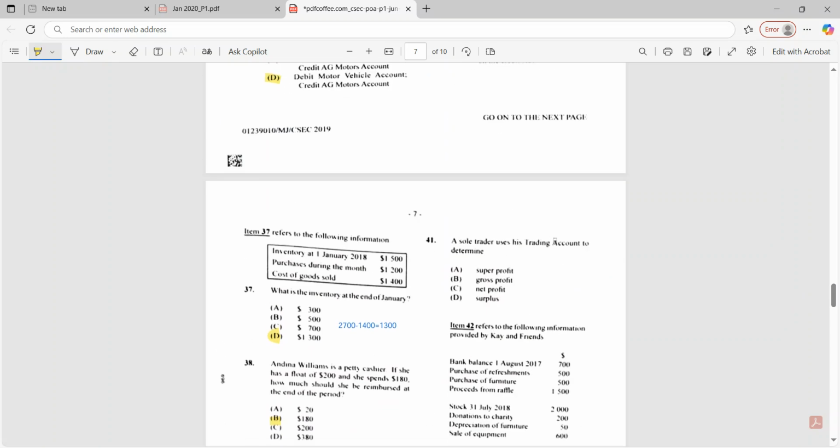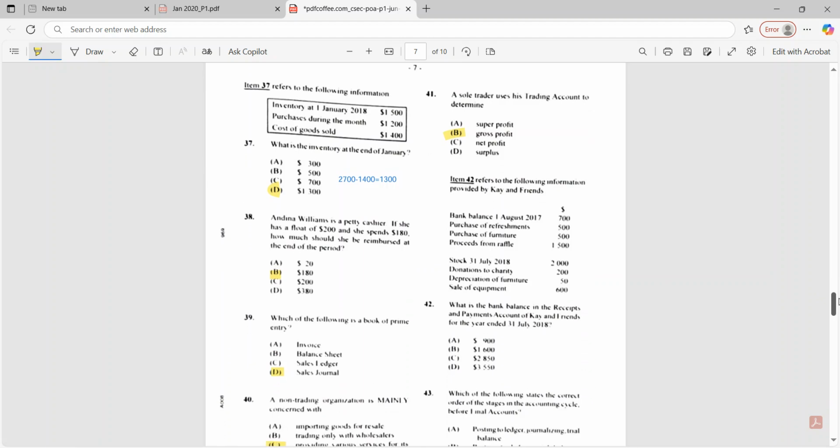Now, a sole trader uses his trading account to determine super profit, gross profit, net profit, or surplus. It must be his gross profit. Now, profit and loss would have shown you the net profit, but the trading account is for the gross profit.